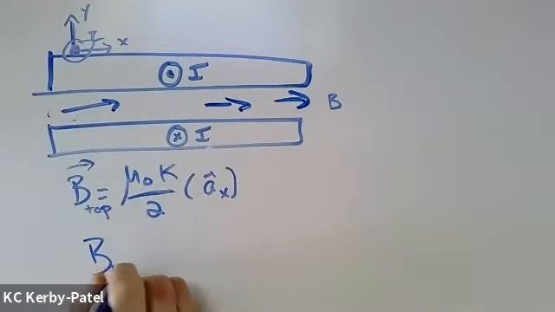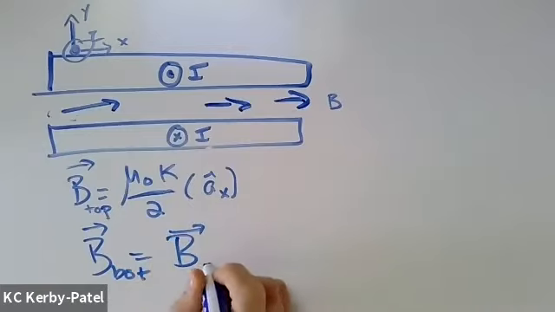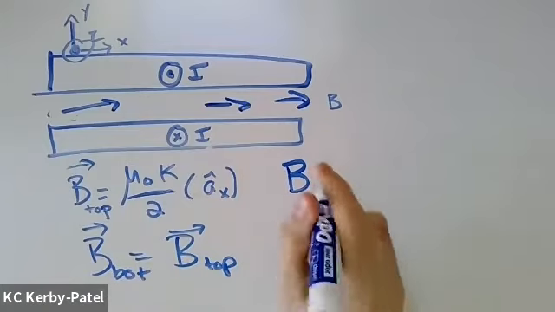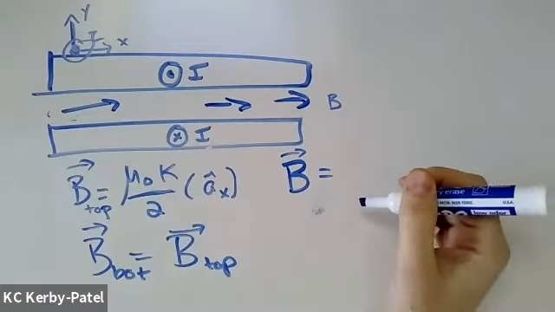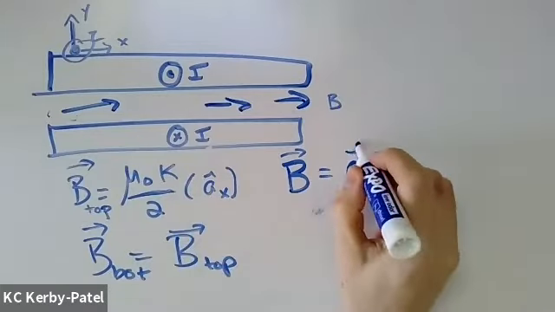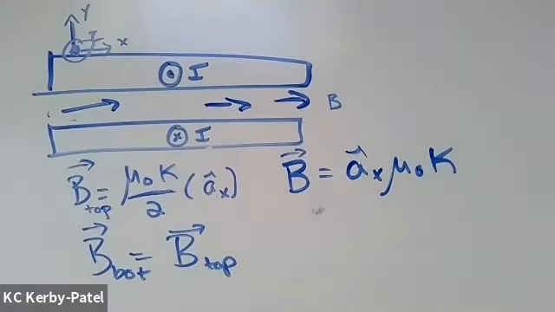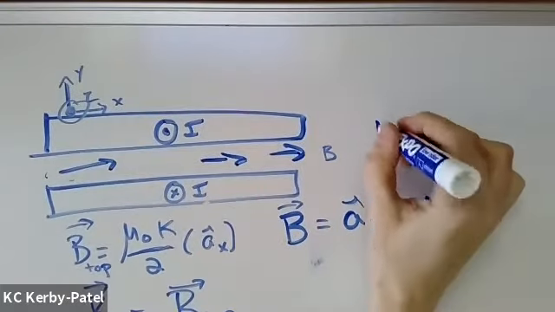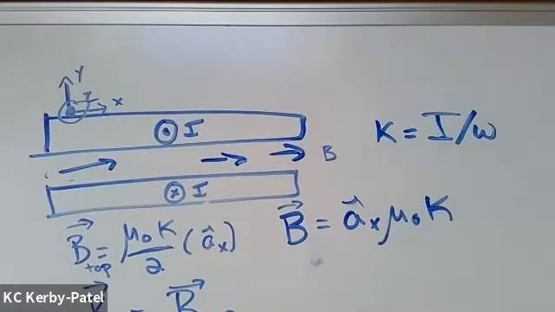So the bottom is the same. So then I get the total magnetic field, magnetic flux density, as a hat x mu naught times the current density. If you want to know what that surface current density is, it's just K equals I over W, the width of the plate.